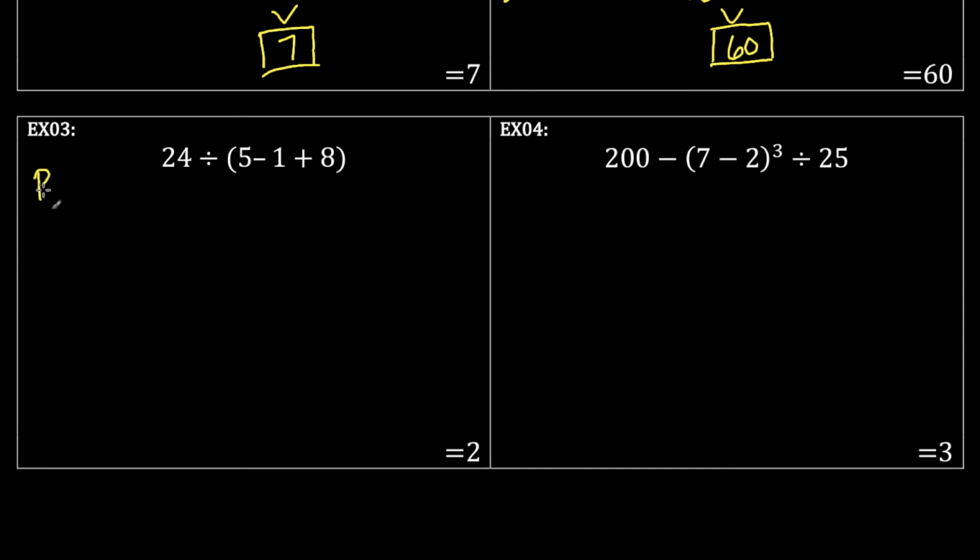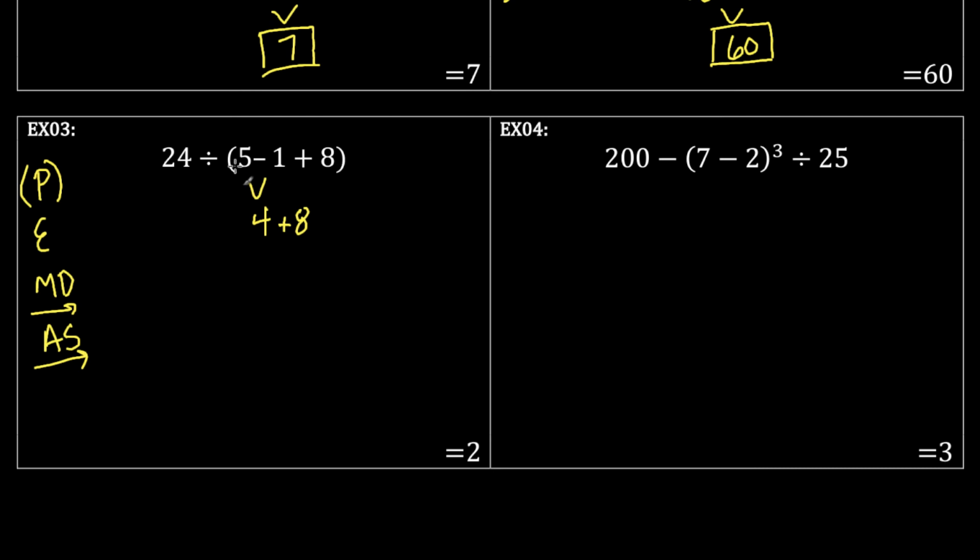So PEMDAS. Left to right, left to right. So parentheses. I have parentheses. But do I do the subtraction or the addition? Well, inside of here, I follow the same rules. So I do addition and subtraction left to right. So 5 minus 1 is 4. And then I still have plus 8.